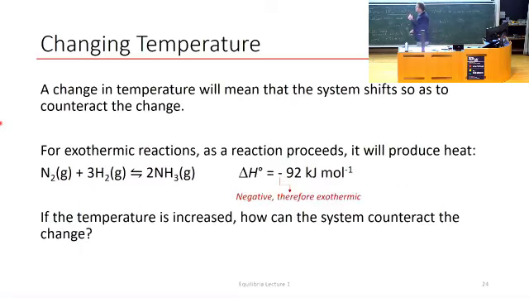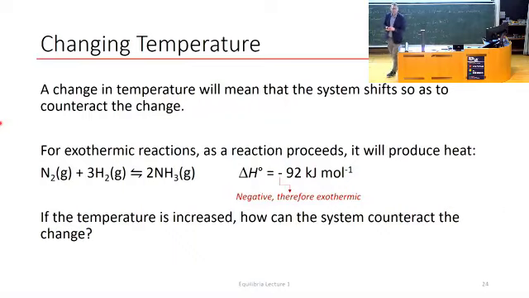Okay, and then finally a change in temperature. So change in temperature means the system will shift to offset that change. So if we have a reaction that is exothermic, a reaction that is giving off heat, and we increase the temperature of that reaction, what will happen to it? It will shift towards... what will happen to it?